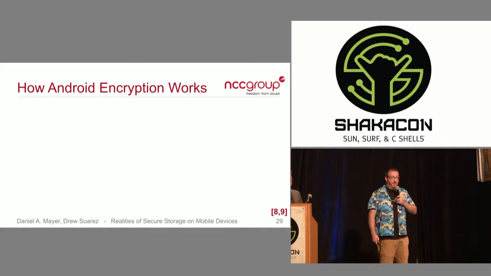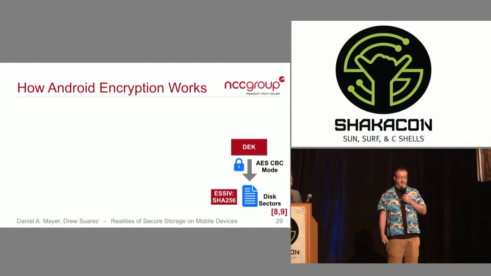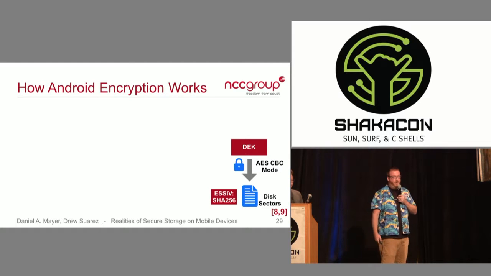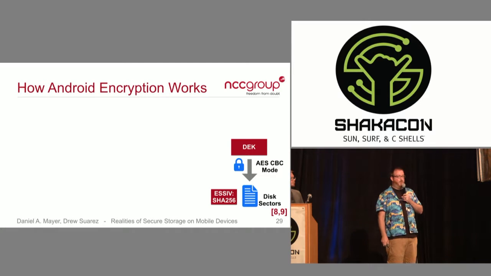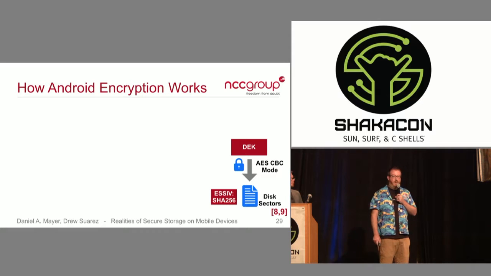So let's look at how Android encryption works, similar to how Daniel showed it on iOS. When you enable encryption or when you boot a newer phone for the first time, the DEK, or device encryption key, is set and encrypts all the disk sectors on the volume for user data. And that uses AES CBC 128.